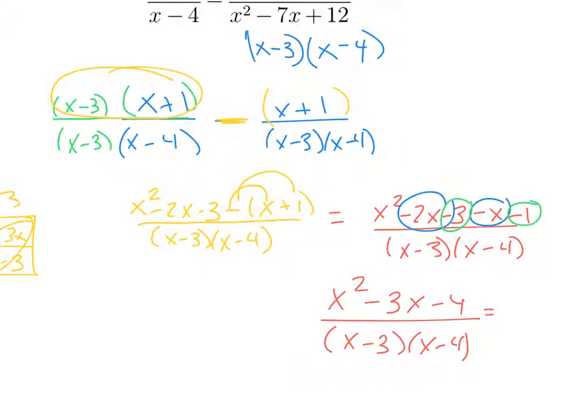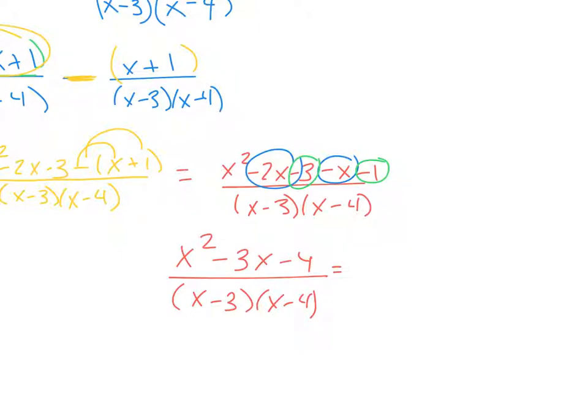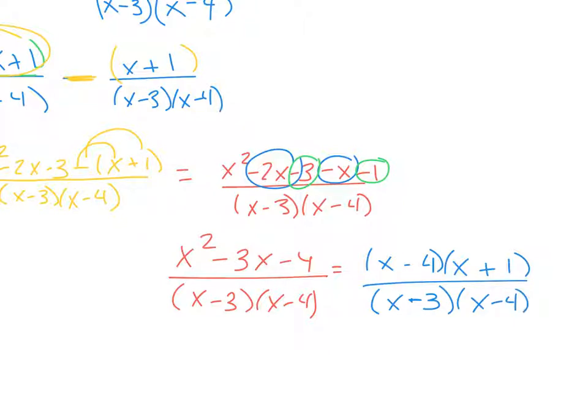Now again, like all the other problems, I'm going to see if I can simplify further. And I can because I can factor the top with AM. The factors of negative 4 that add to negative 3 are negative 4 and positive 1. And this is really cool because if you notice, the bottom has x minus 4, so that crosses out. And my final answer is x plus 1 over x minus 3.